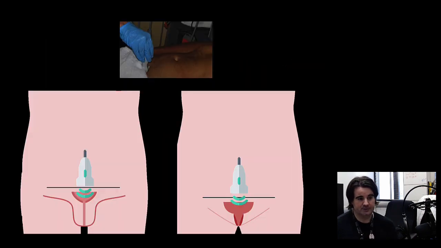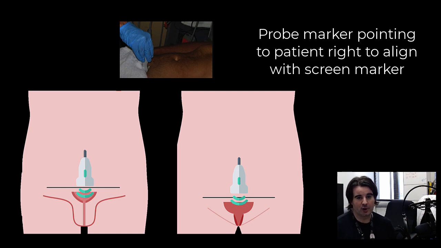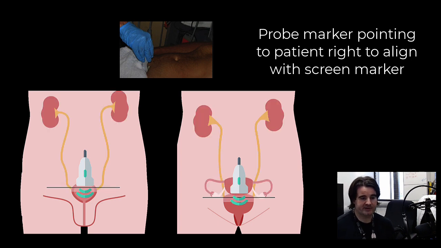Let's look at the bladder. Here we have the probe placed in the transverse position just above the pubic symphysis. And then the probe is compressed to allow us to see the normal anatomy. This is best done with a full bladder, but we don't always have that luxury. And of course, the anatomy can be quite different from side to side.